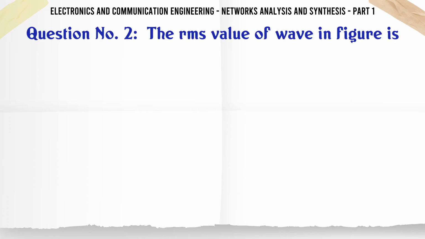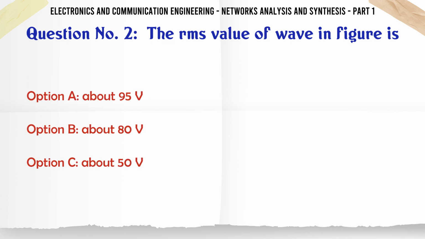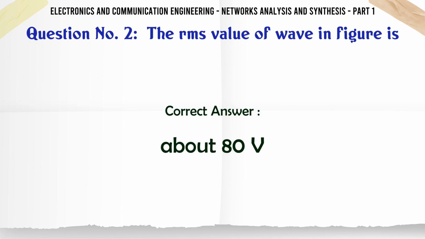The RMS value of the wave in the figure is A. About 95 V. B. About 80 V. C. About 50 V. D. About 25 V. The correct answer is about 80 V.